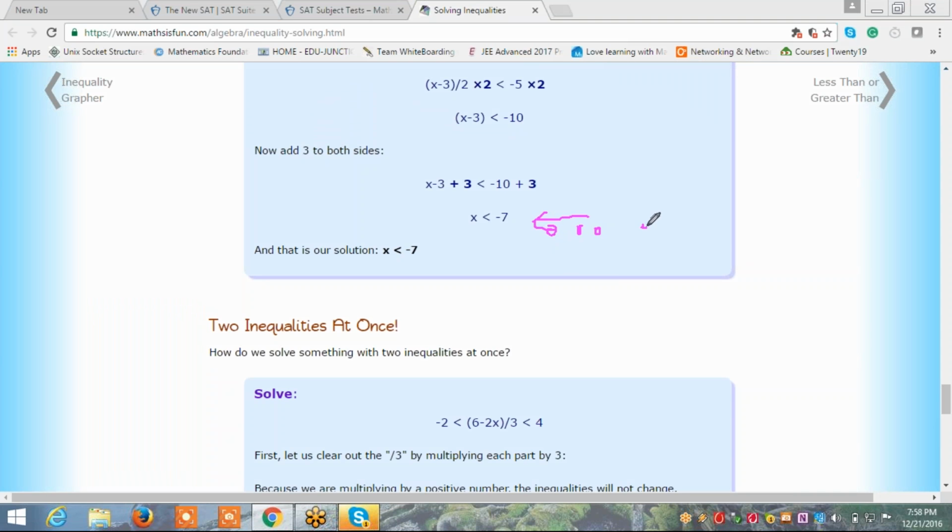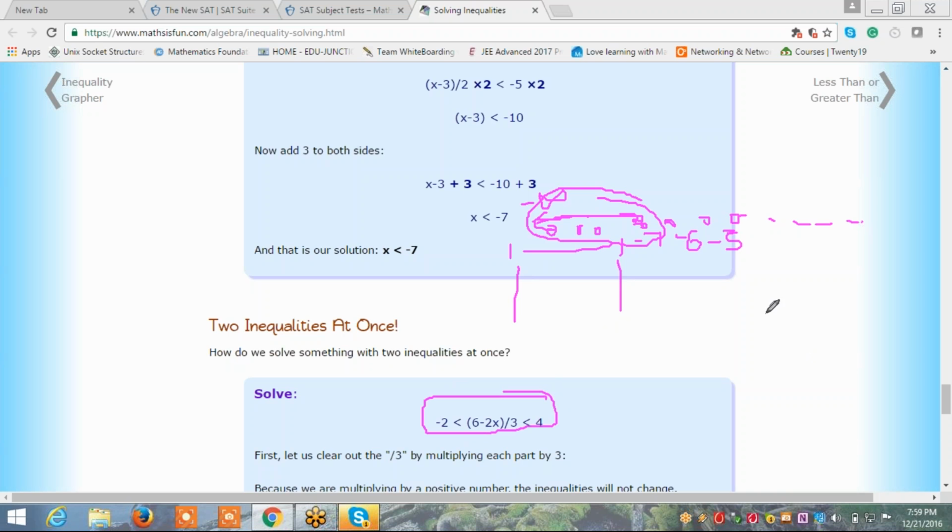If you have -7 here, then you have -6 on the number line, -5, and it goes on, right? -4. Below -7, everything present will be there. So -infinity to -7 is the range for this. We don't have a proper starting point and ending point here, but in this problem you have a starting and ending point.